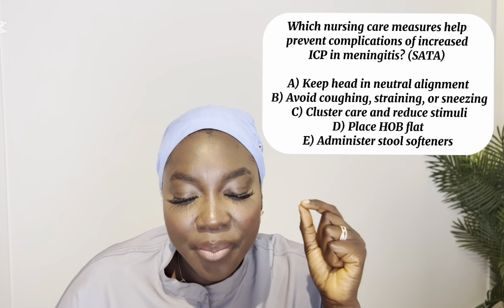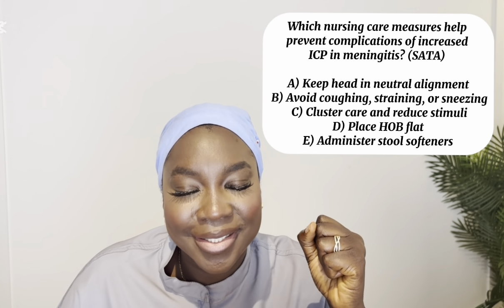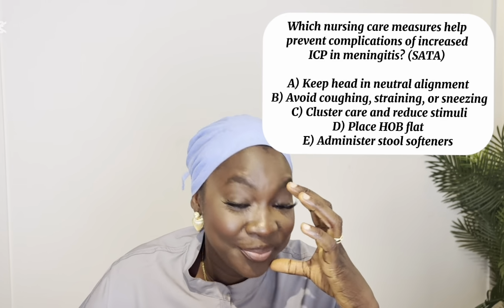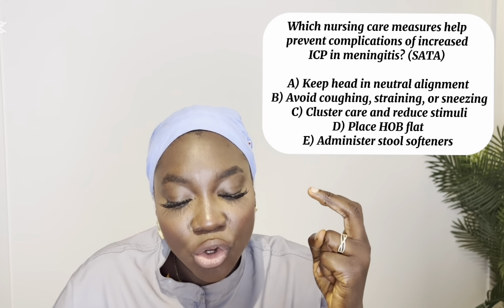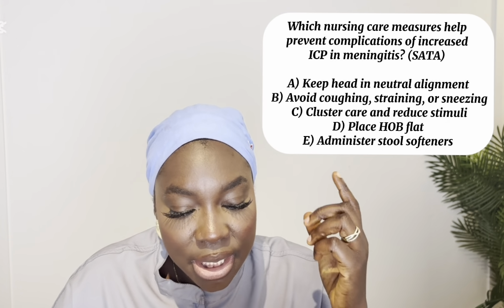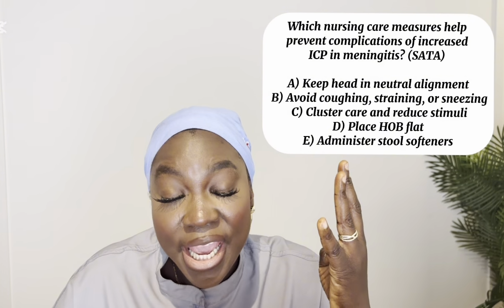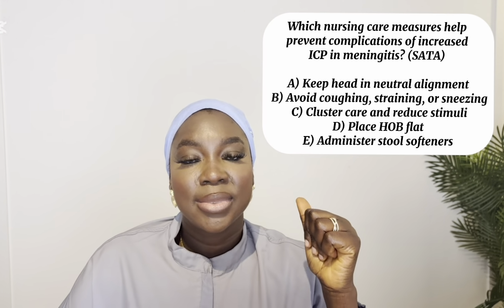Now, which nursing care measures help prevent complications of increased ICP in meningitis? Select all that apply. We will do it. A, keep head in neutral alignment. B, avoid coughing, straining, or sneezing. C, cluster care and reduce stimuli. D, place head of the bed, HOB, flat. And E, administer stool softeners. Now let's go through it together.